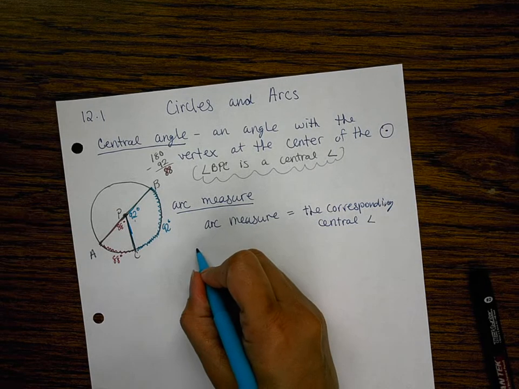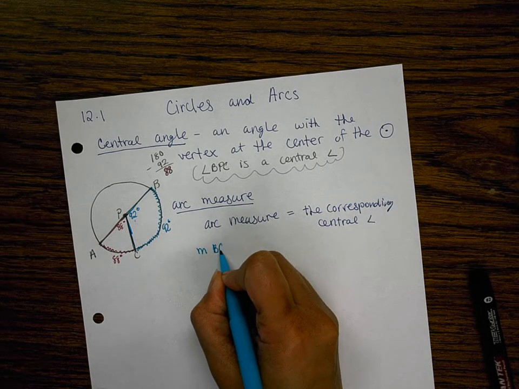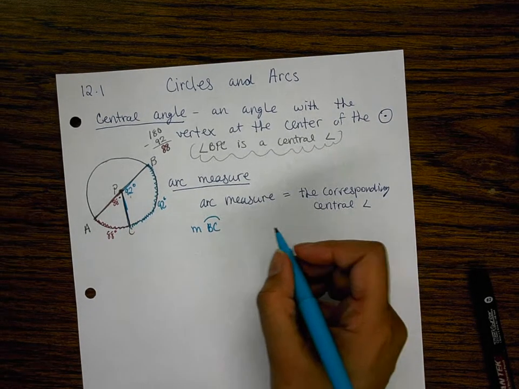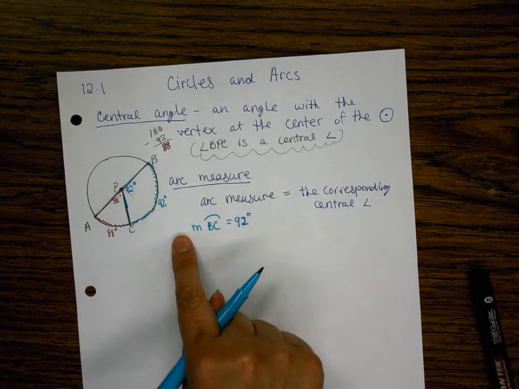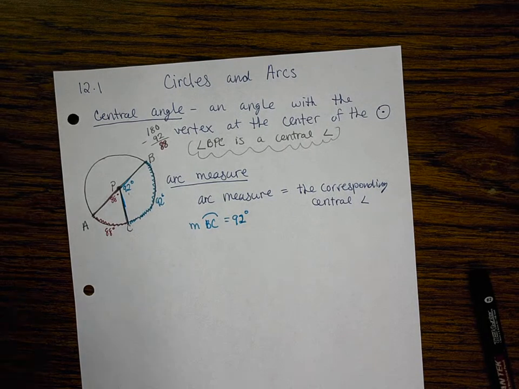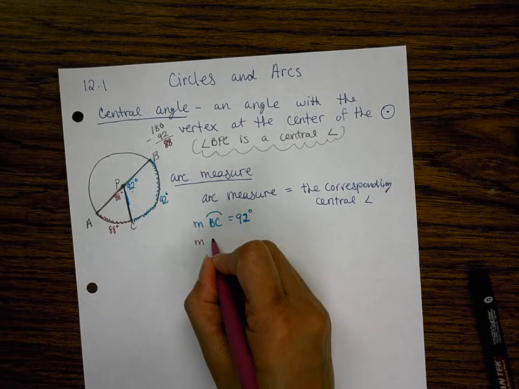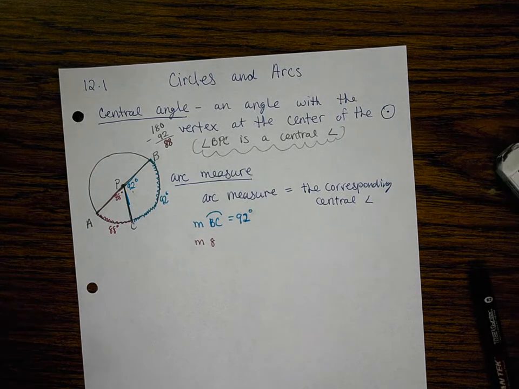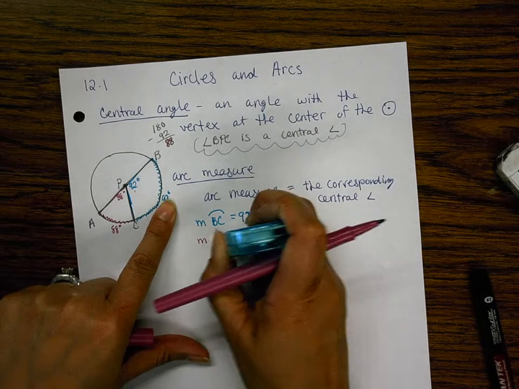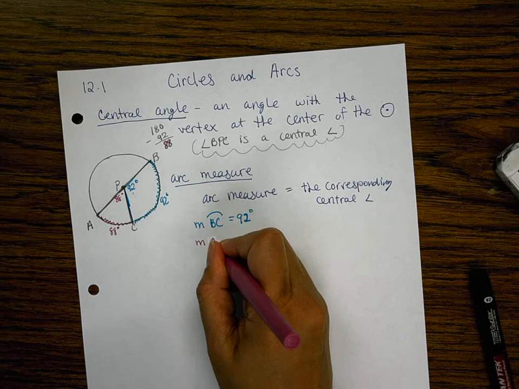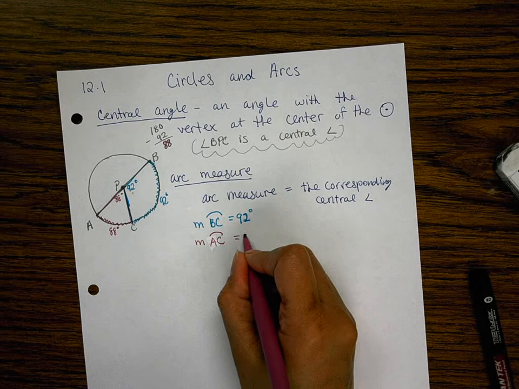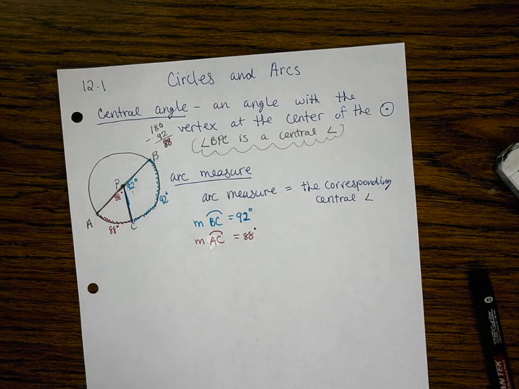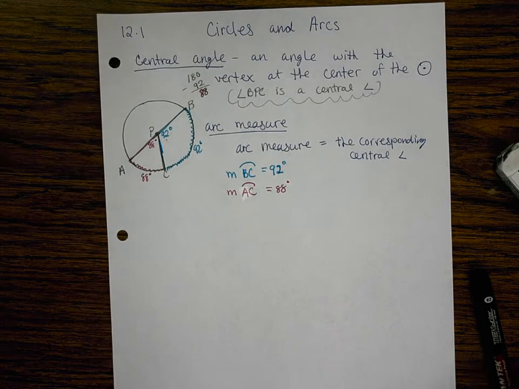All right, so I'm going to go over notation and how to write that. We would write it like this: the measure of arc BC, with an arc symbol above the BC, equals 92 degrees. That means the measure of arc BC equals 92 degrees. I'm going to put here the measure of arc AC, that's the measure of this one here, equals 88 degrees. Okay, so just getting some notation, symbols, stuff like that out there.